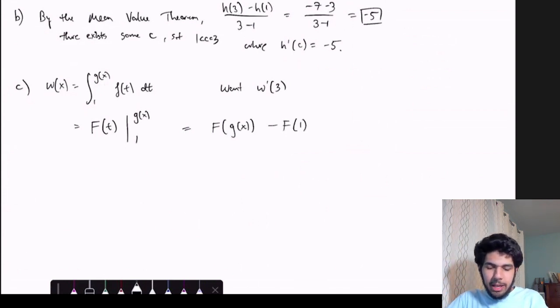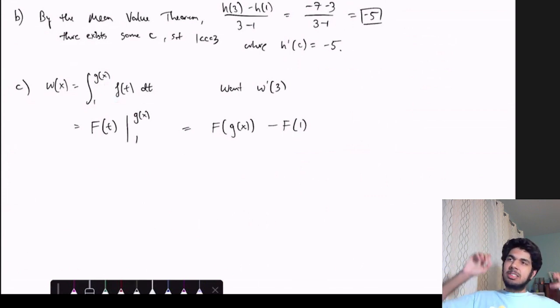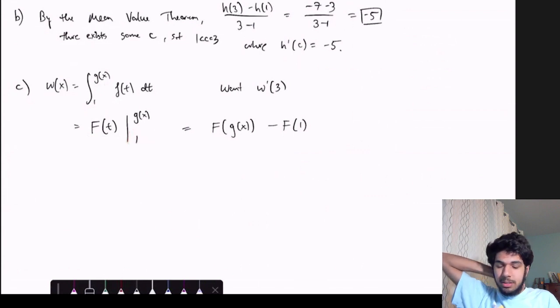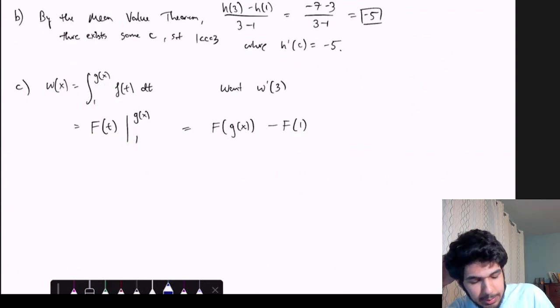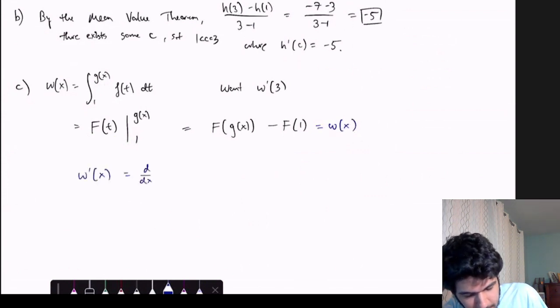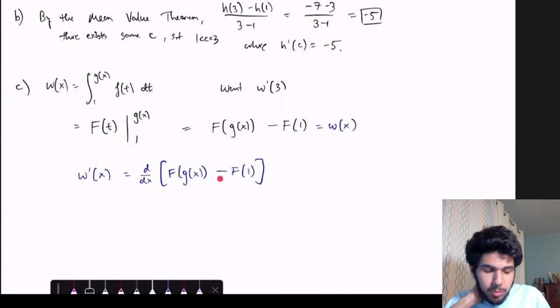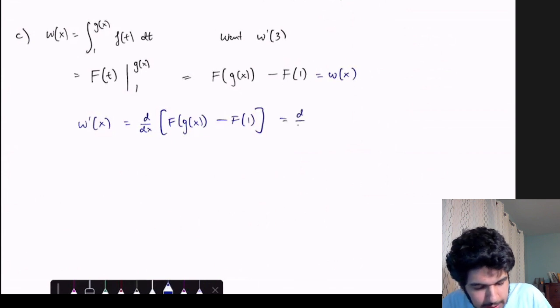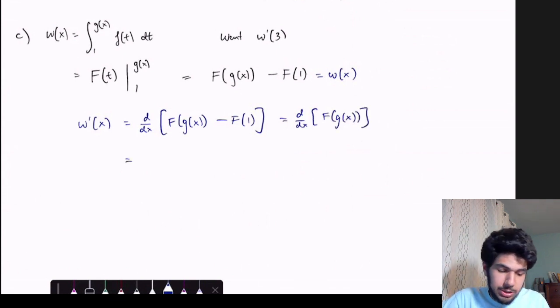Now recall that when we evaluate this, it's going to be a function in terms of t, right? F of t is a function in terms of t, but when we plug in t equals 1, F of t will equal a constant. And the reason I mentioned that is because this still equals w of x. W prime of x is equal to d dx of that entire quantity. And if F of 1 is a constant, then the derivative of a constant is equal to 0. So this would just be equal to d dx of F of g of x.